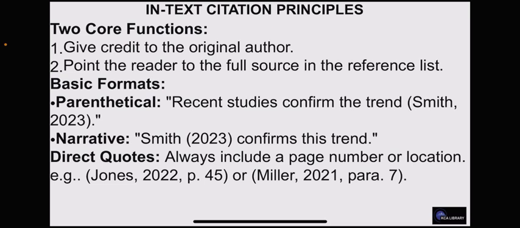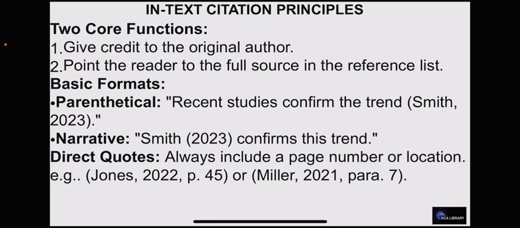One is that in-text citation principles give credit to the original author, and it also points the reader to the full source in the reference list. You understand? This is a citation that happens within the text. I believe we should know what that is. So the basic formats, we have parenthetical, that is, "recent studies confirm the trend," where we have an example like Smith 2023. We also have the narrative, Smith 2023 confirms the trend.